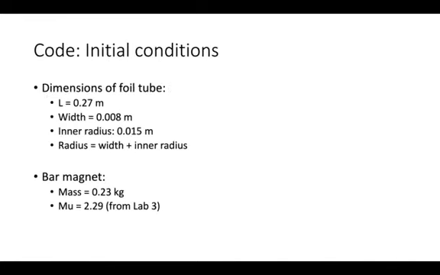Here are the initial conditions for our code. So the dimensions of the foil tube, the length was 0.27 meters, the width was 0.008 meters, the inner radius was 0.015 meters, and the total radius is the width plus the inner radius. And for the bar magnet, the mass was 0.23 kilograms, and the dipole moment was 2.29, and this was from Lab 3.